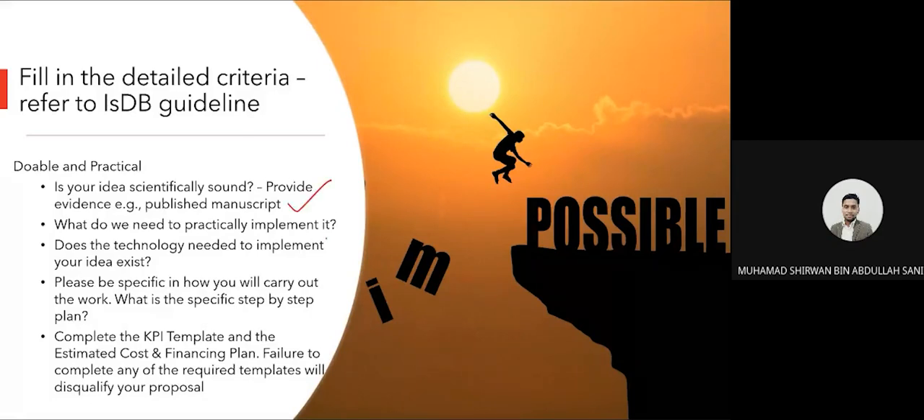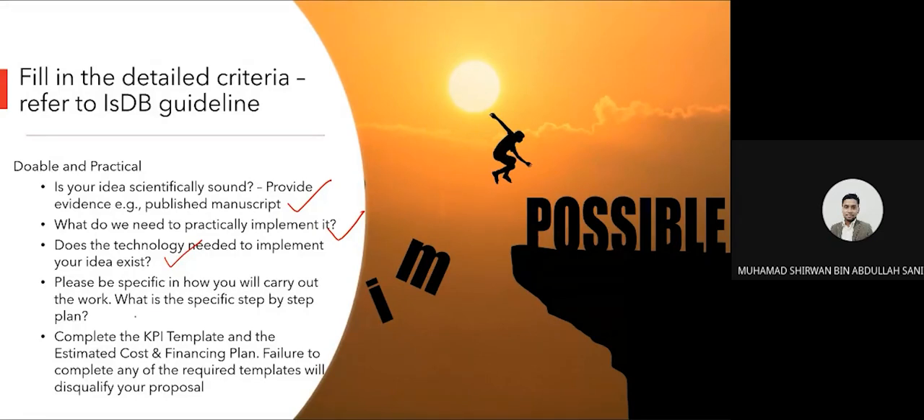What do we need to practically implement it? You may say that some equipment that you may need, or some cheap technology that can help assist poor countries or least developed Muslim countries, for example. Does the technology needed to implement your idea exist? Is it a new thing, or is it already there but you need to improve it? And then you have to be specific on how you want to carry out your activities or your project or your idea. So you spell out the specific way on how you do it.